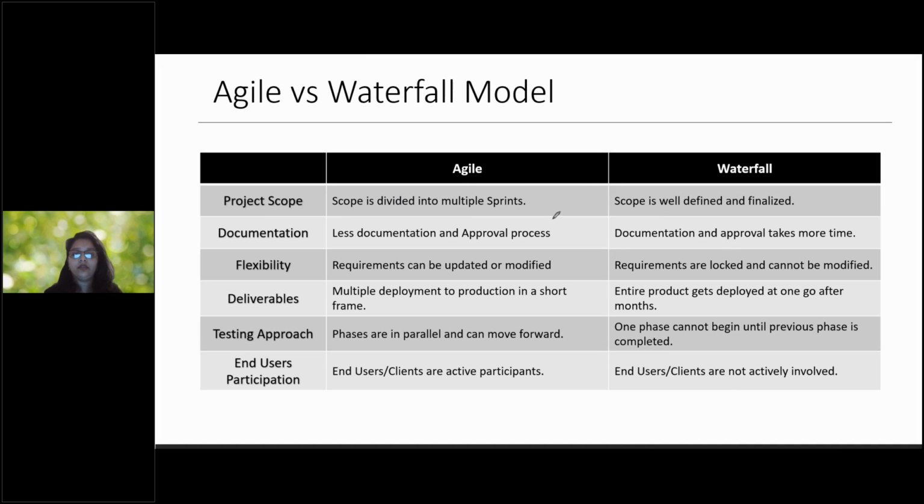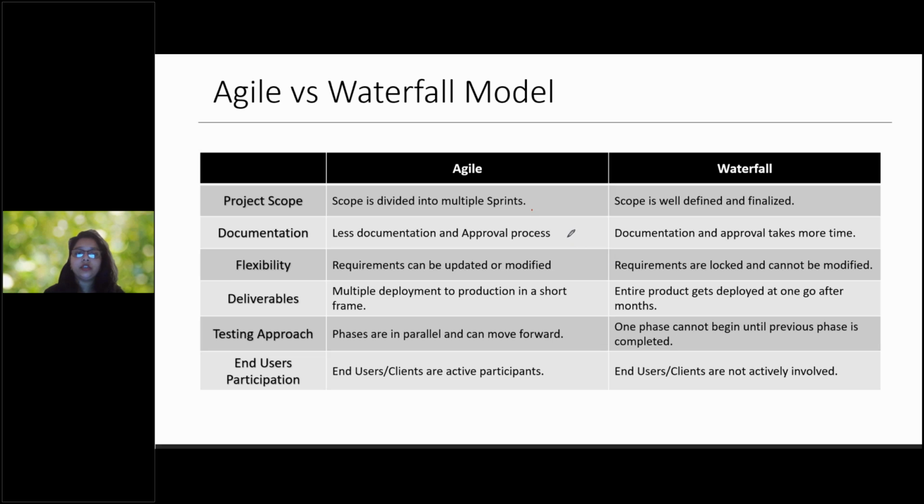Differentiating Agile and Waterfall. When it comes to scope, the scope is nothing but the requirements. The scope is divided into multiple sprints. Like, we know what needs to be done in that particular sprint. That is scope. However, in Waterfall, the requirements are well defined and finalized well ahead, and they will make sure that it is 100% done.